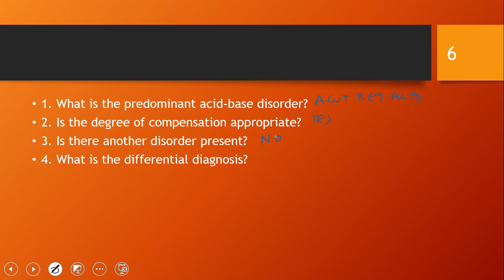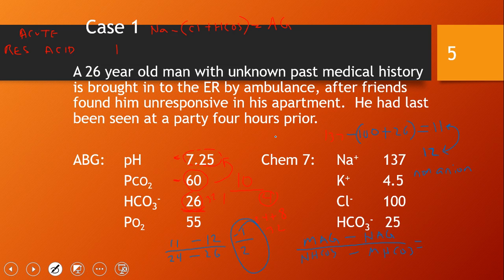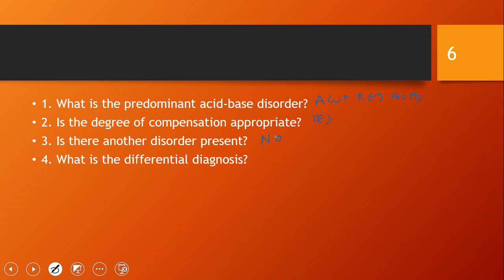Well, that's really the case here: 26-year-old man, known past medical history, brought by ambulance after friends found him unresponsive in his apartment. He had last been seen at a party 4 hours prior. So if he's at a party, we're probably thinking drugs and alcohol, I'm guessing. Especially since he has respiratory acidosis. Usually you get respiratory acidosis when you stop breathing, and narcotics.